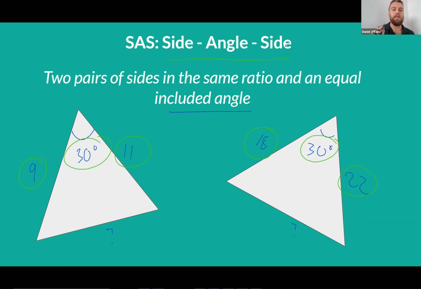Those angles need to be in the same position. They need to be squeezed between the two side lengths. Then you can say these triangles are similar triangles. And because they're similar, if you have the first side, 20 or something, you could then work out the other side as well. So that's an example of side angle side.